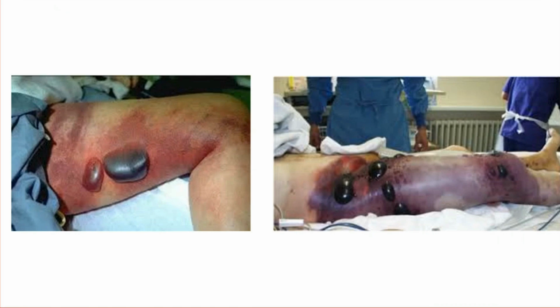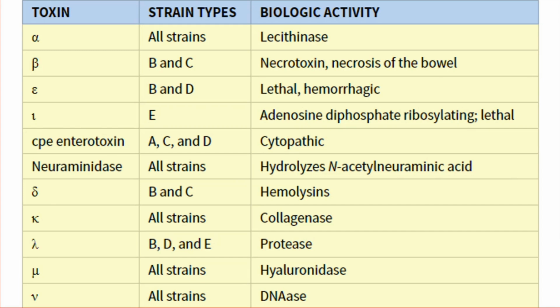And of course gas gangrene. Pigbel syndrome, like necrotizing GI disease. Pigbel syndrome.